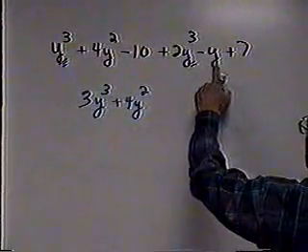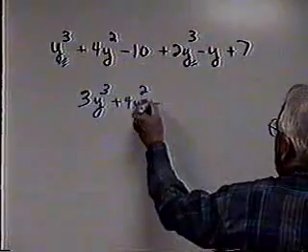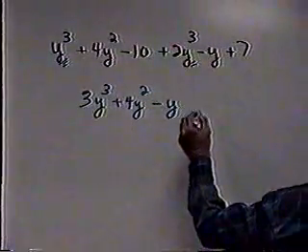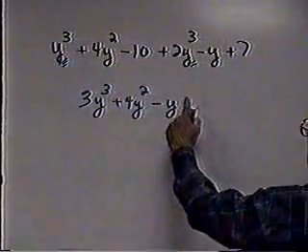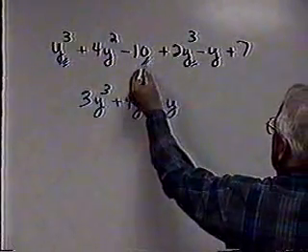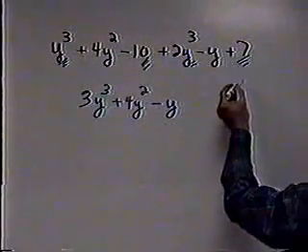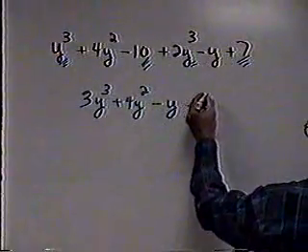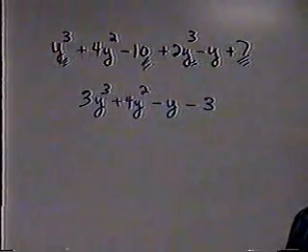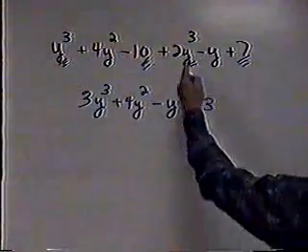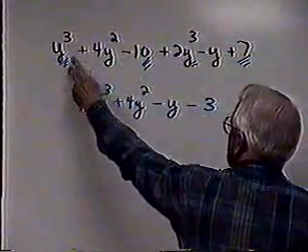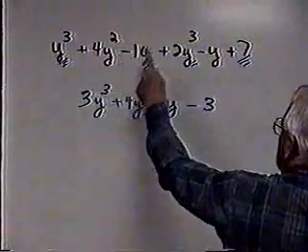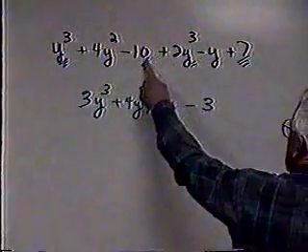Y's, we have only a y here, not anymore, so it's minus that one. Minus 1 of those. And then numbers. Minus 10 and a plus 7. A minus 10 and a plus 7 add up to a minus 3. And that's it. In other words, add apples to apples, oranges to oranges, pears to pears, numbers to numbers.